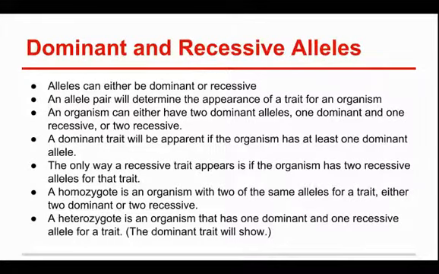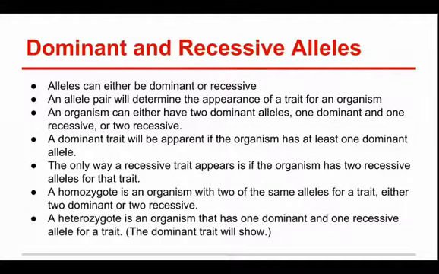The only way a recessive trait appears is if the organism has two recessive alleles, one from each parent for that trait. Okay, and so that is how the recessive trait shows up, and the recessive trait will always be hidden if there is a dominant trait that is given by one of the parents as well.